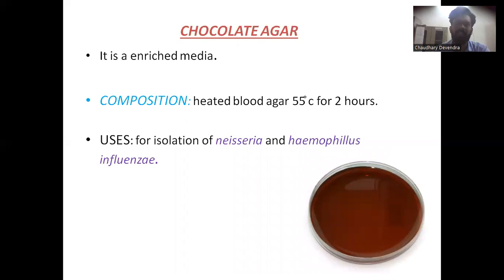Chocolate agar is enriched media. We just heat the blood agar at 55 degrees centigrade for 2 hours, so it converts into chocolate agar. Now it supports the growth of fastidious bacteria like Neisseria and Haemophilus influenzae.